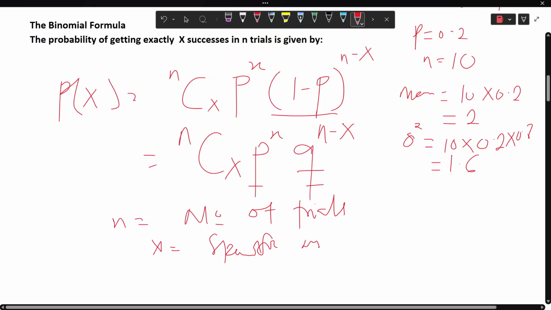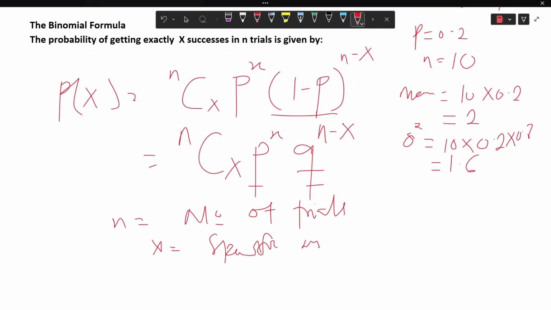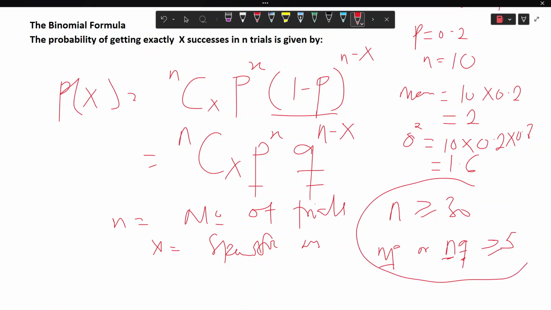Also, the binomial distribution can be approximated to what? A normal distribution. The binomial distribution can be approximated to a normal distribution under the following condition. That's if N is large, that's the number of trials is large. How large? It should be greater than or equal to 30. Then your NP, that's the number of trials times the probability of success, or the number of trials times the probability of failure, should be greater than or equal to 5. Then you see that the binomial distribution approximates to a normal distribution.